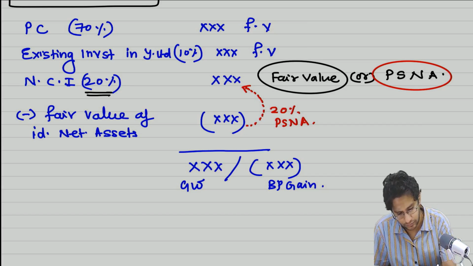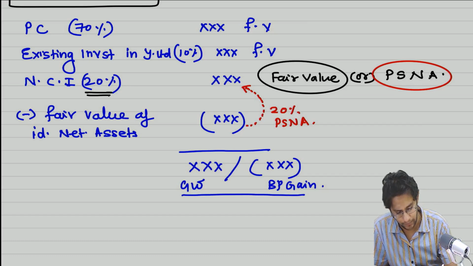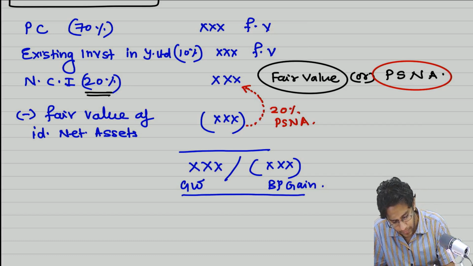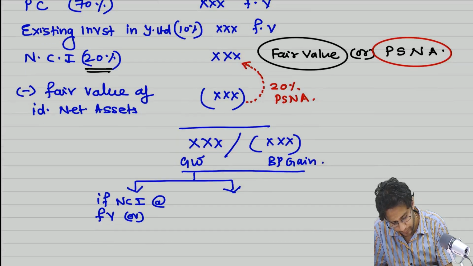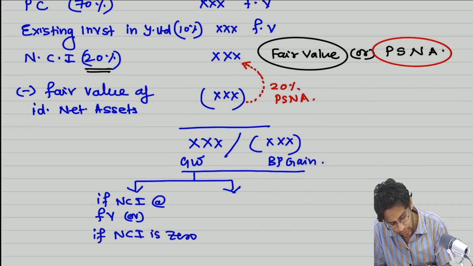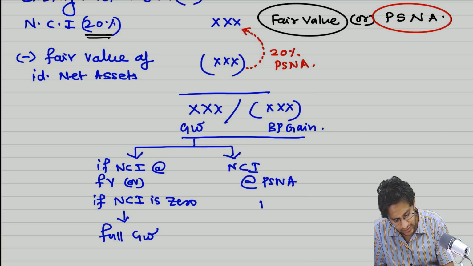Now coming to, imagine there is a goodwill. The goodwill you get by applying NCI at fair value, or if NCI is 0, is called full goodwill. And if NCI is measured at PSNA, the resulting goodwill is called partial goodwill.